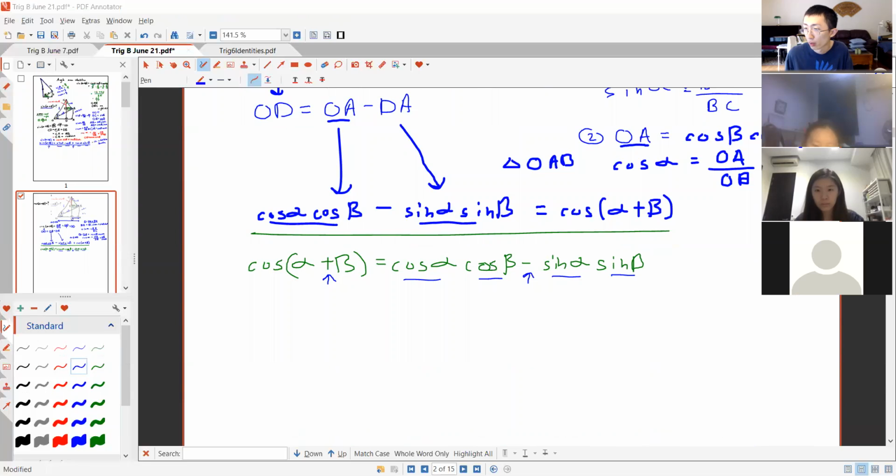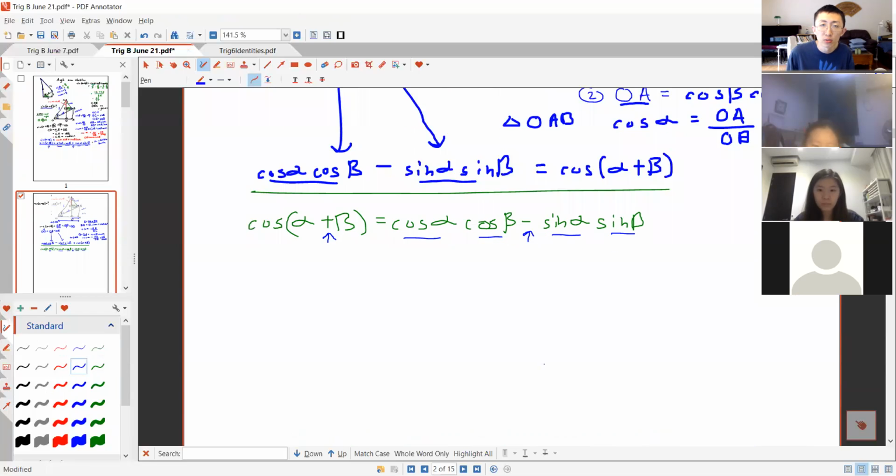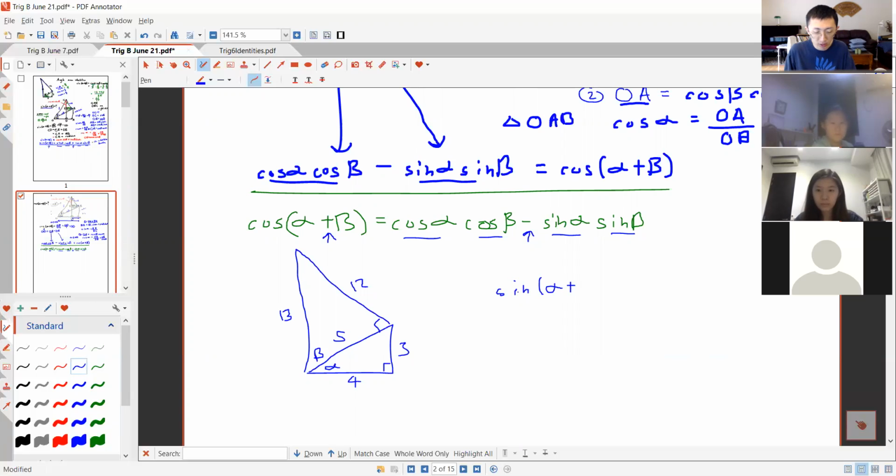Okay. So, I guess let's draw in that triangle again. What was it again? 3, 4, 5. And 5, 12, 13. It's not a very good right triangle. Okay. So then if this is alpha and this is beta, what would the sine of alpha plus beta, or cosine, be using this formula? Well, what should I write down?